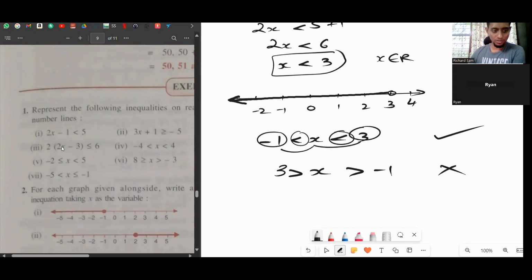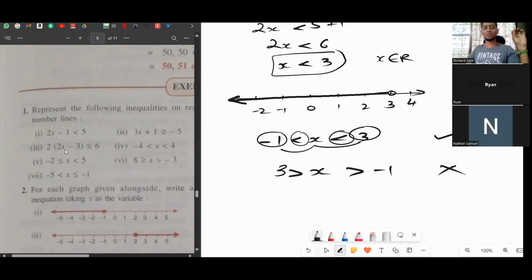Okay. So you all do these questions from here: 1, 3, 5, and 7. You just have to draw the number line. 1 and 3, you have to solve it. You have to find x. 5 and 7 are already solved. You just have to put them on the number line. Okay. Do these.